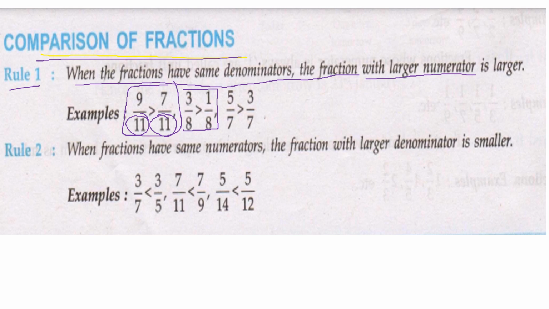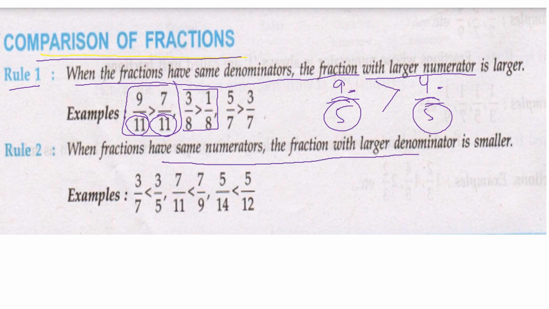Once the denominators are same, like 9 by 5 and 4 by 5, nothing will happen. You just have to compare the upper parts. Now among 9 and 4, which one is greater? 9 is greater. So fraction 9 by 5 is greater than 4 by 5. Okay. When fractions have same numerators, the fraction with larger denominator is smaller.